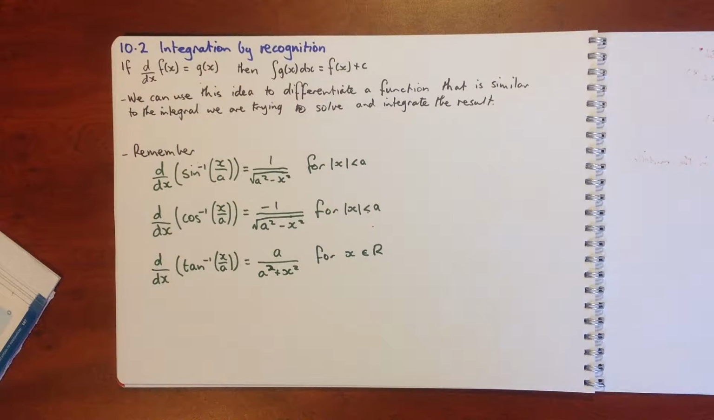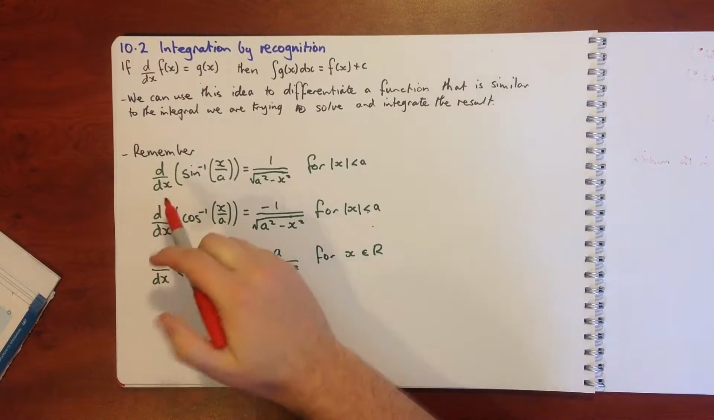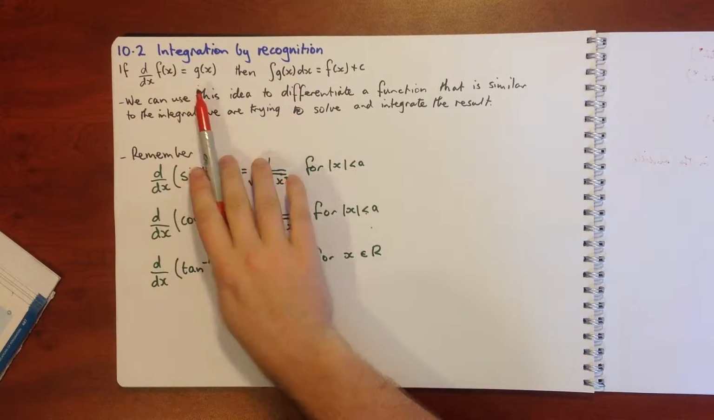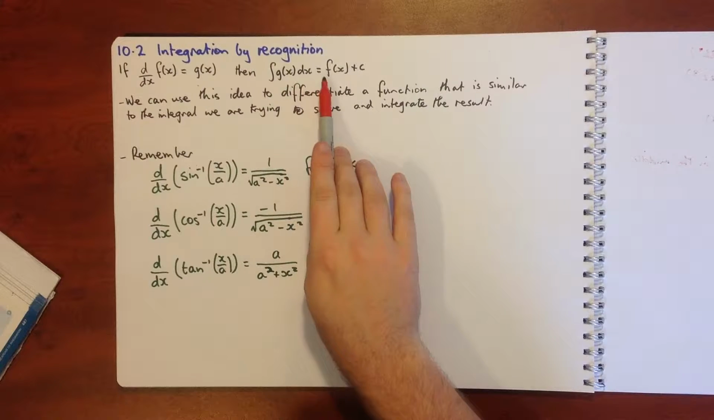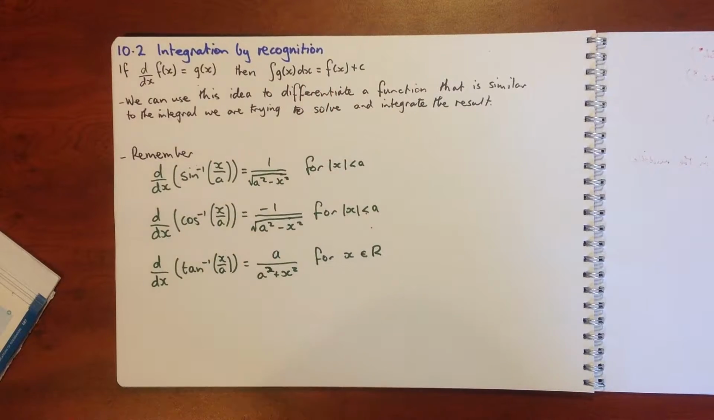In this tutorial we'll look at section 10.2, which is on integration by recognition. Most people would have seen integration by recognition in their study of maths methods, but it's something that we also need to look at in our study of specialist maths. The idea is if the derivative of f(x) equals g(x), then the integral of g(x) is equal to f(x) plus c.